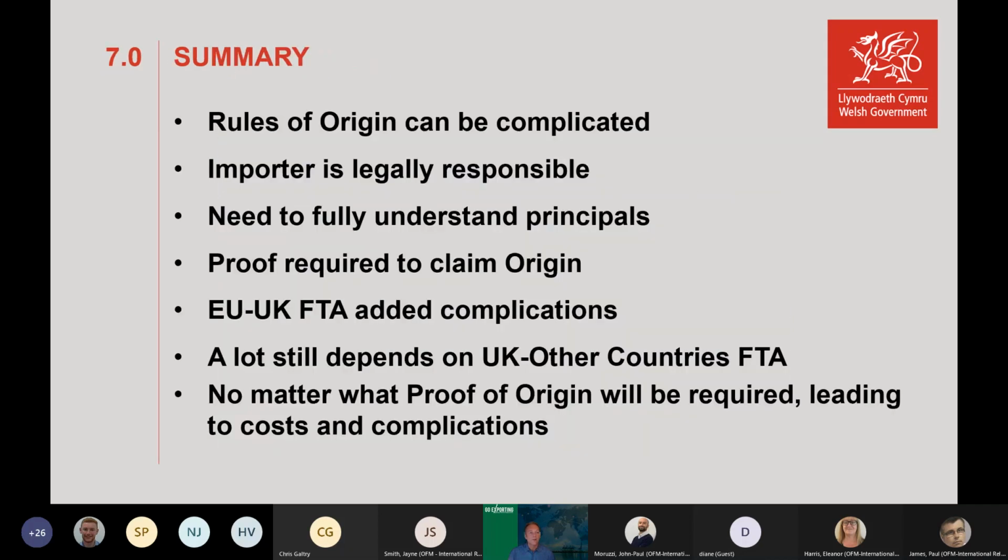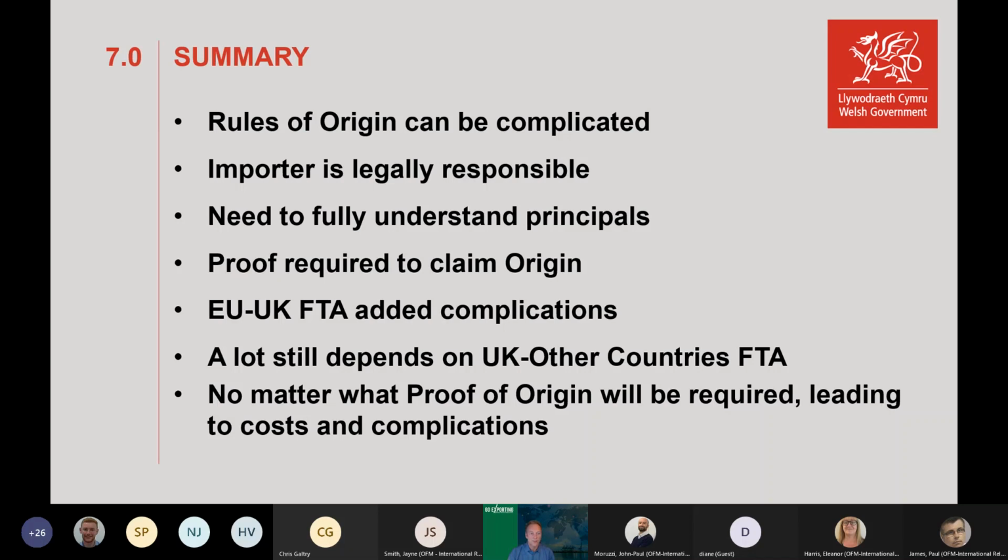So, in summary, rules of origin can be complicated. The importer is legally responsible, so you have to be sure that the products are the origin that you're claiming, and you need to fully understand the principles under each free trade agreement, or under WTO rules. So you need to be aware, you need to check each time. Just knowing that you comply with the UK-EU trade agreement doesn't mean you're going to comply with the UK-Japan agreement or the UK-Canada agreement or the new Ghana agreement, for example. You'll need to look at the information for each one.